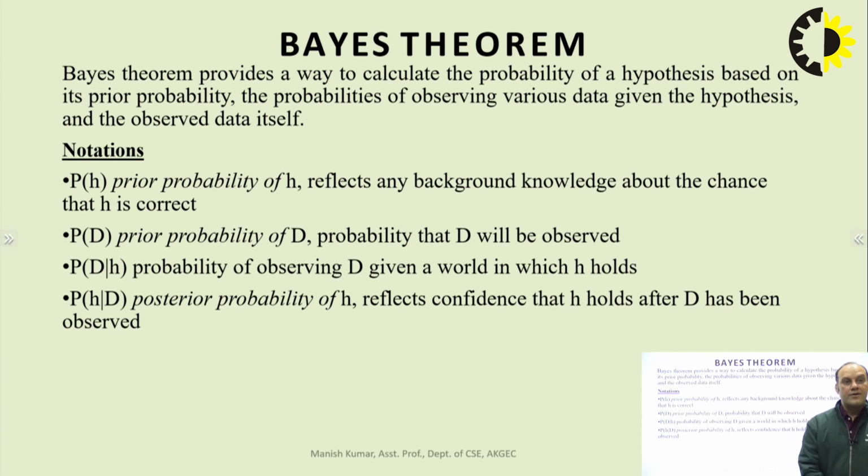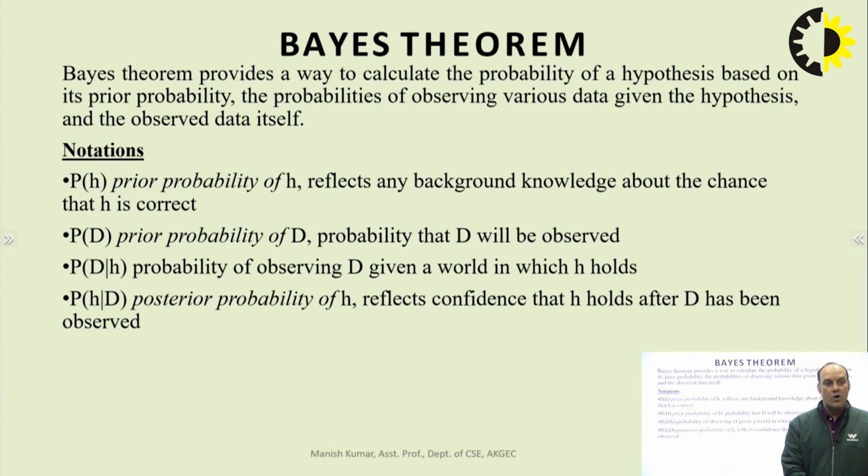We have all studied this theorem in school in probability, when we used to study the concept of probability. So this Bayes theorem provides a way to calculate the probability of a hypothesis based on its prior probability, the probabilities of observing various data given the hypothesis, and the observed data itself. Some of the notations that we use in Bayes theorem: P of H is called the prior probability of H.